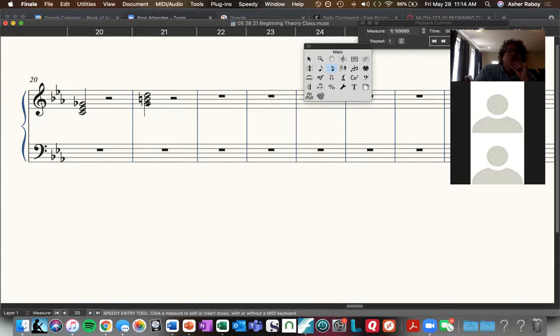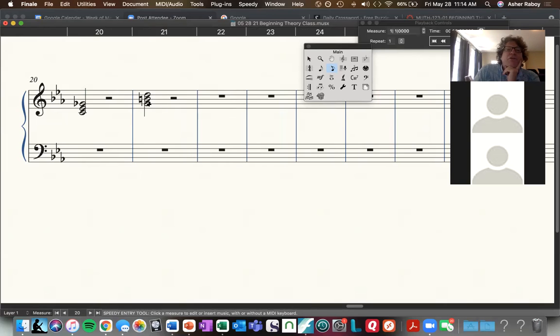So this is the root, right? The G. The B is the third over the root. You can count it as three notes, right? G, A, B. And the D is a fifth over. G, A, B, C, D. So what would a fourth over the G be? Can you ask that again? You're kind of cutting out.